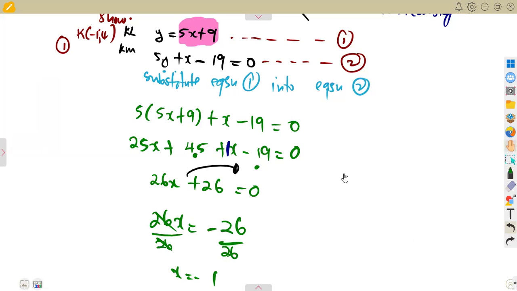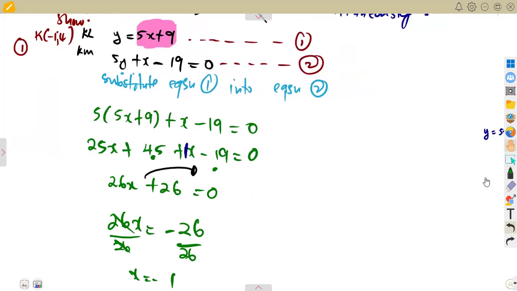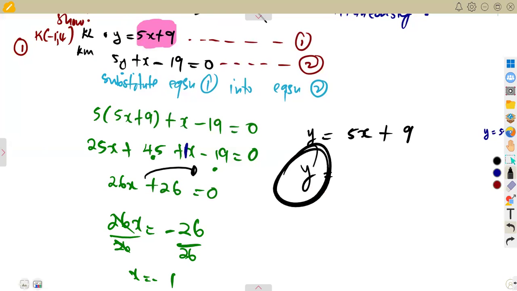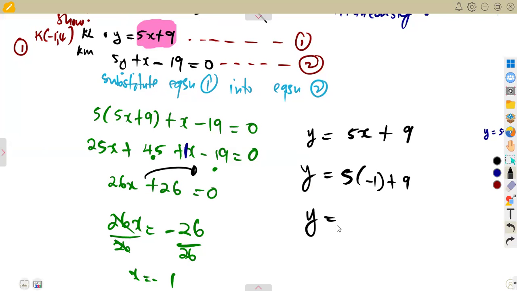So that means we can determine the y value by substituting in any of these two equations. I can take advantage of the first equation because already y is the subject. y is equal to 5x plus 9. So I can simply substitute the x value and determine the y value. So that is 5 times x. Remember, our x is negative 1, plus 9. Minus 5 plus 9, that is a positive 4. So as you can see, that's exactly the K that we wanted, in this case, minus 1, 4.